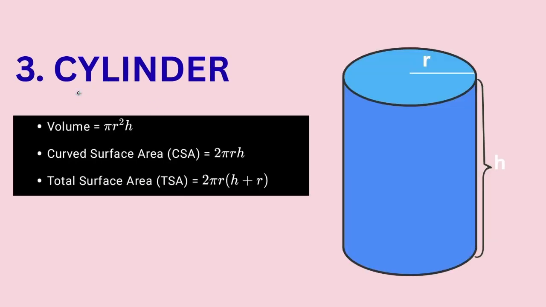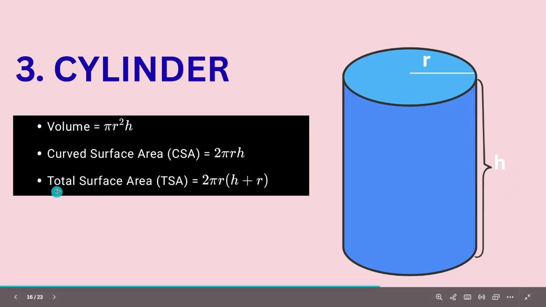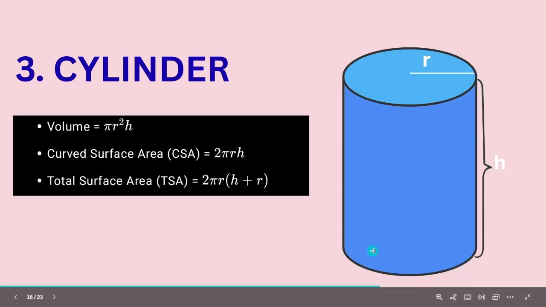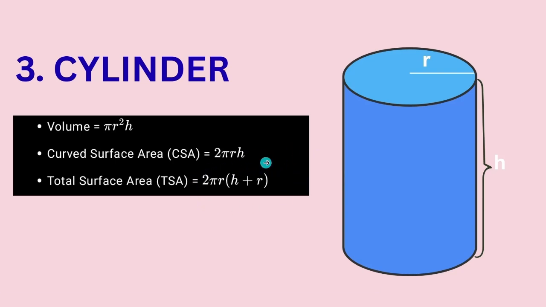And then here we have the cylinder. Its volume is given by pi r square h, and the curved surface area is equal to 2 pi r h. h is the length. And the total surface area is given by 2 pi r h plus 2 pi r square, because the top is pi r square and the bottom is pi r square, which together will be 2 pi r square, which is written like this here.